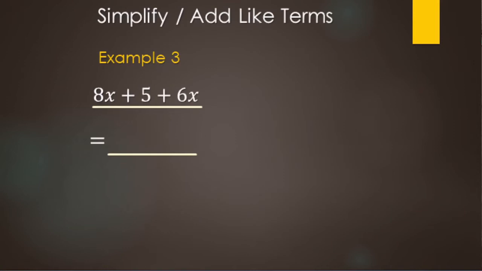Here we're going to simplify or add like terms. So when we do this, we do need to identify the like terms. So let's start with the x terms. We have an 8x there and a plus 6x there. So we're going to add x's. We have 8x's plus 6x's for a total of 14 x's. There's only one constant term, that's the plus 5, so we can put that right there.